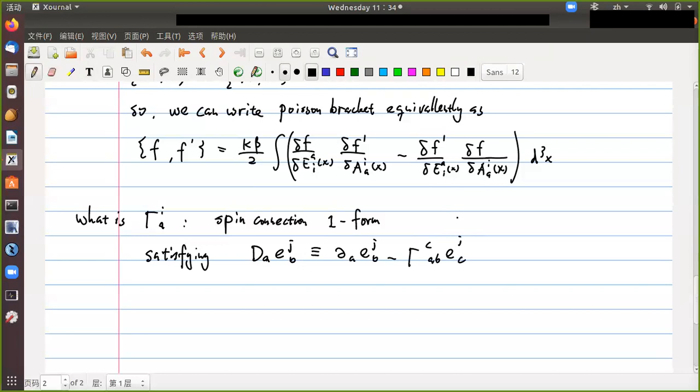But because I'm running out of indices, the spatial component indices are supposed to be I and J, but I've already used I and J. So I don't want to use others, and I don't have another alphabet to use. So I have to use A and B. Which means in this formula you just consider A and B as usual component indices instead of abstract indices.